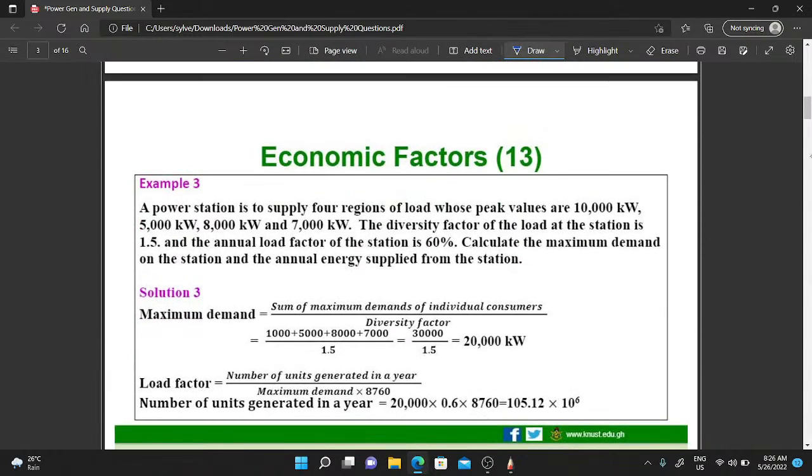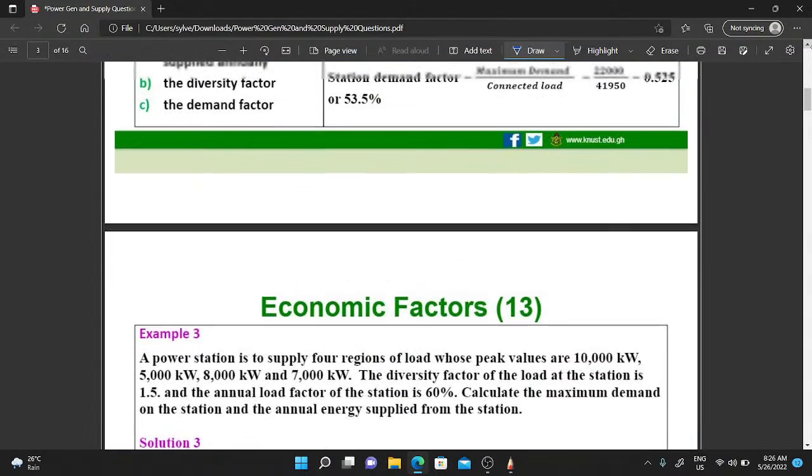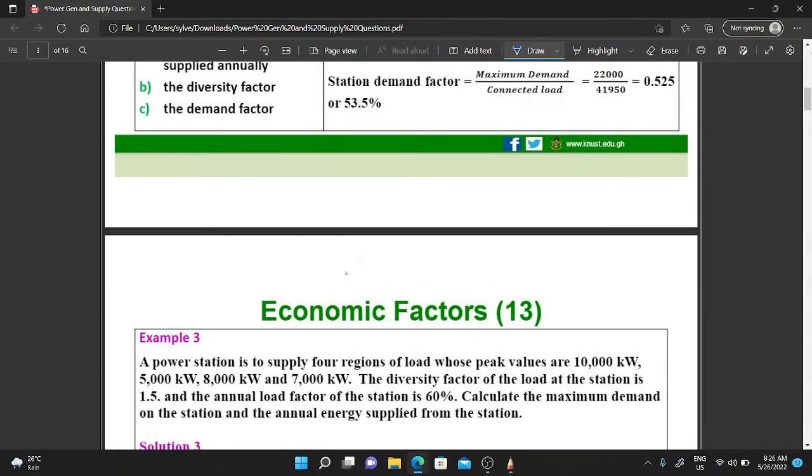The next thing is this. A power station is to supply four regions of load whose peak values are this, and this. So these are the peak values of the regions: 1, 2, 3, 4. The diversity factor at the station, they're giving us the diversity factor to be 1.5, and the annual load factor is 0.6. First question is to calculate the maximum demand.